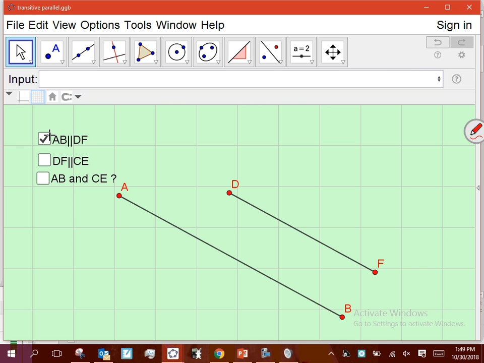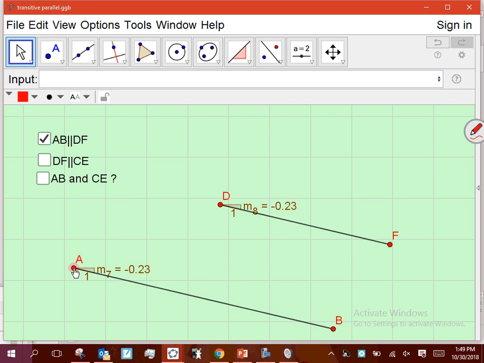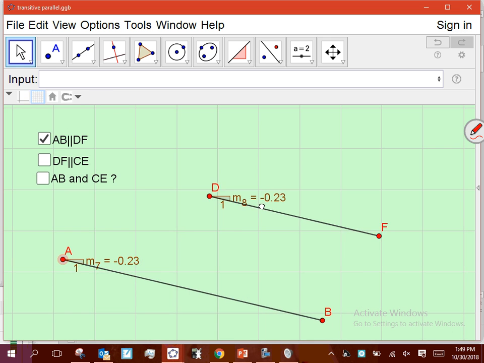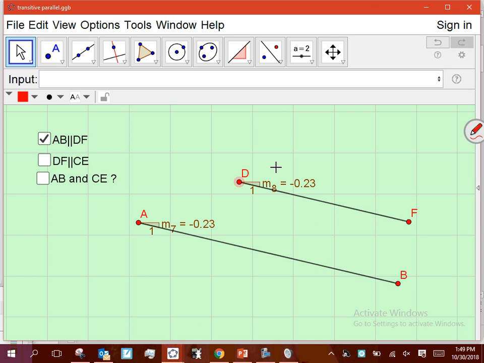I look at those two lines, and I'm going to tell you that those two lines are parallel. And if we went through and asked for the slope, would you agree, based off the slope, that they are parallel? I can move those around, change the slope, change the position to one another, but those two lines are parallel.